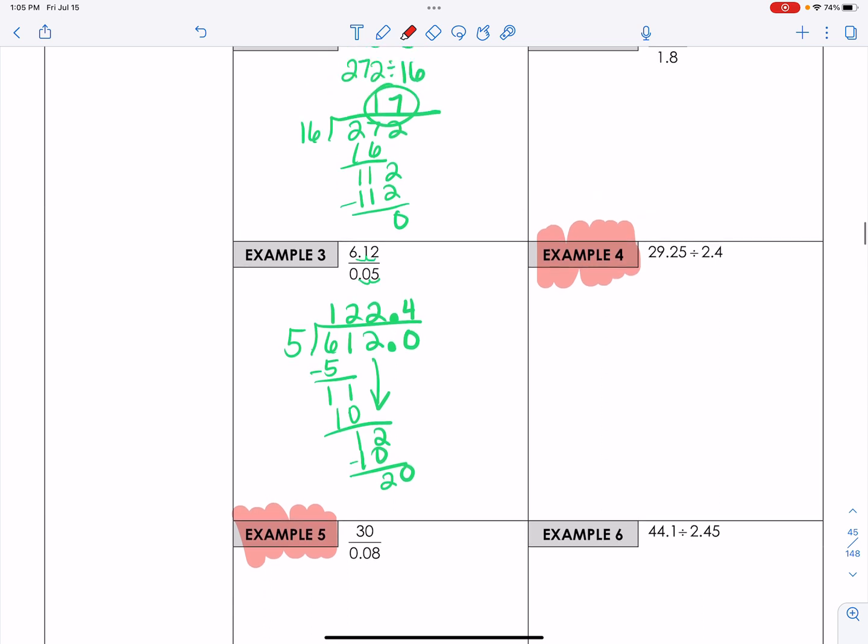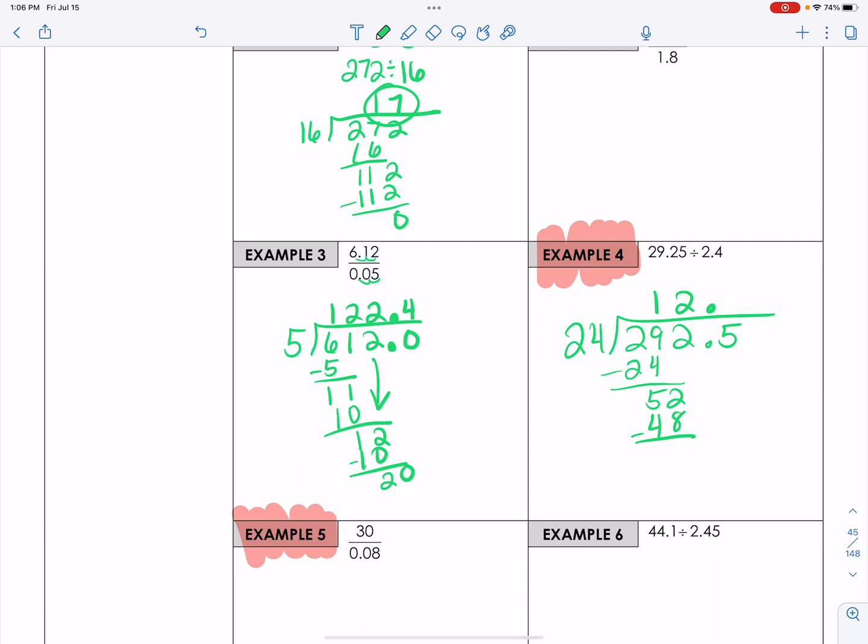Okay, so on example 4, if I move it one decimal place, I would have 24 divides into 292.5. Okay, so 24 goes into 29 once. Bring down the 2. Okay, it goes in here twice, so that's 48. And if I subtract, 52 minus 48 is 4, and I bring down the 5, 24 would go in once, so 24. And when I subtract, I get 21, and I got to keep going.